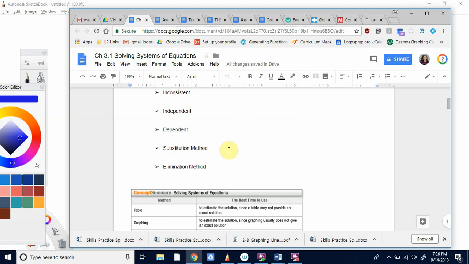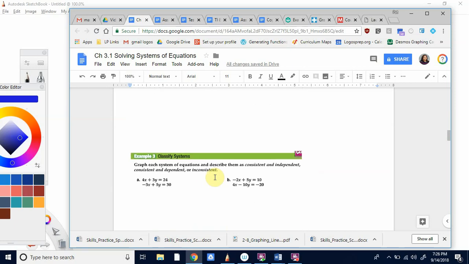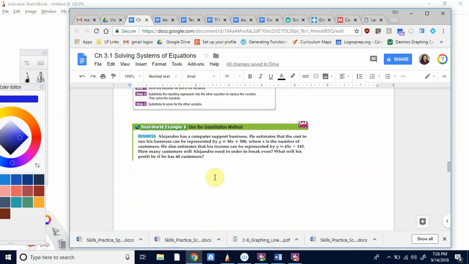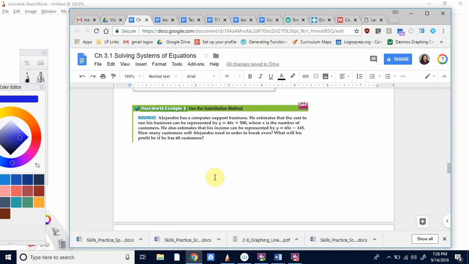And sometimes we actually use real-world problems in systems because we're trying to find a break-even point. And this is getting us ready for linear programming. When we get there, most students get afraid of it, and they're like, it's just systems.